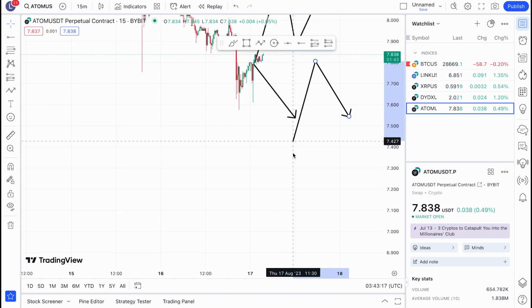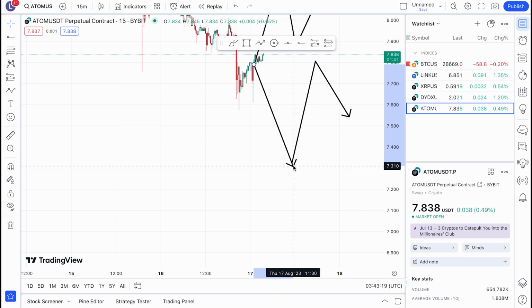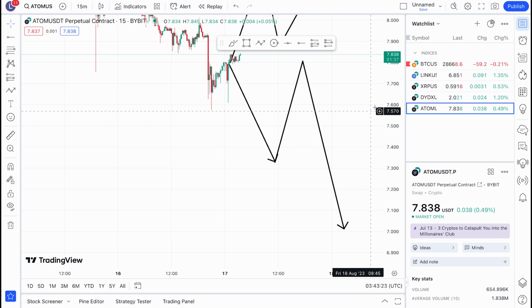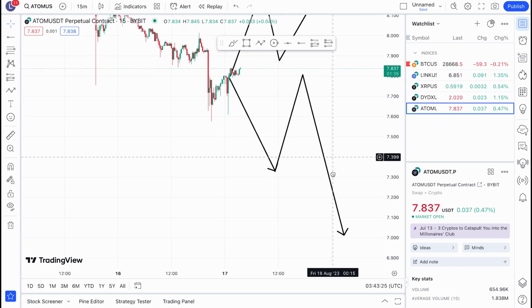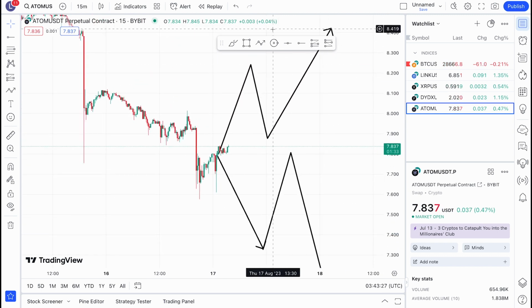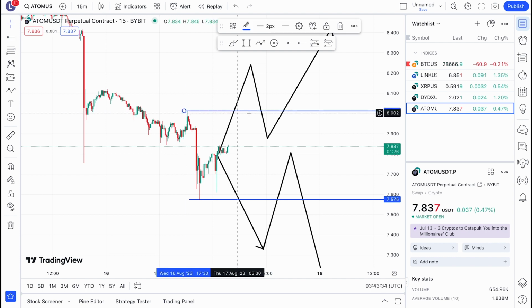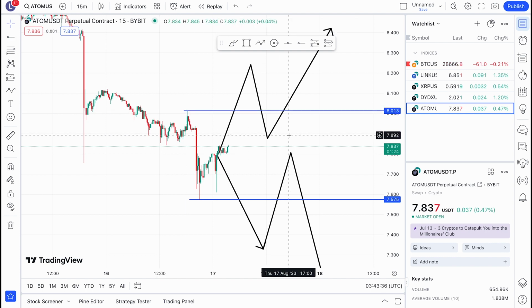Of course, price will end up coming lower, so somewhere around these parts, something like that. Of course, don't take me word for word, or in this case arrow for arrow, but this is the point of break, and this is also the point of break in the top. So that's exactly what I think might happen in terms of Atom.